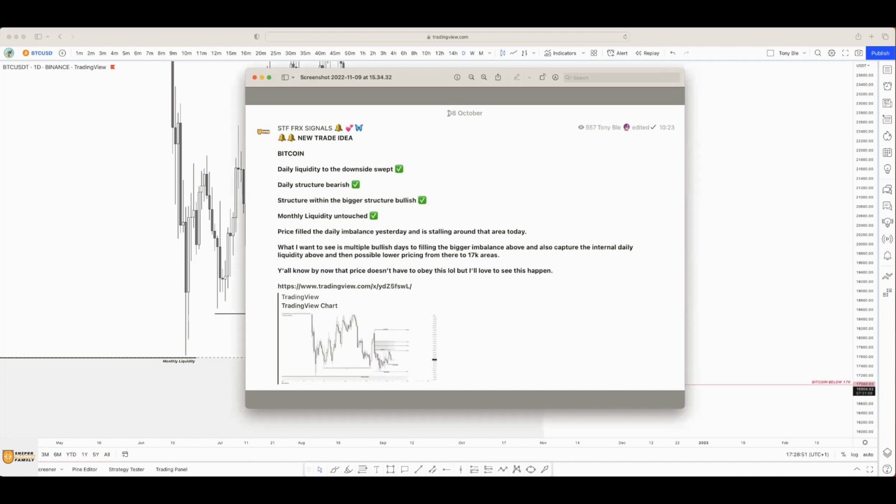As you can see, this is October 8th. So I actually took the screenshot from the FRX Signal group, from the channel, right? This is October 8th, when I sent out this trade idea, right? So let's read it together, okay? New trade idea, Bitcoin. Daily liquidity to the downside swept.